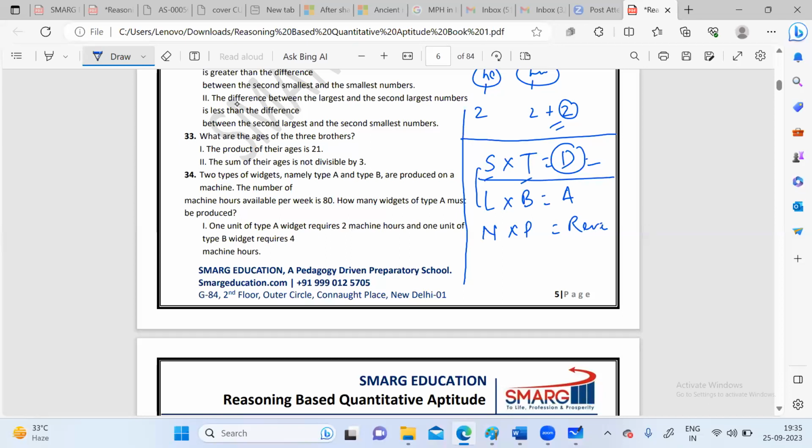Sometimes the scientific problem says pressure into volume is nRT, or if temperature is constant, this is constant. So in all these cases, what do you see? That two variables, when multiplied, give you a constant quantity.